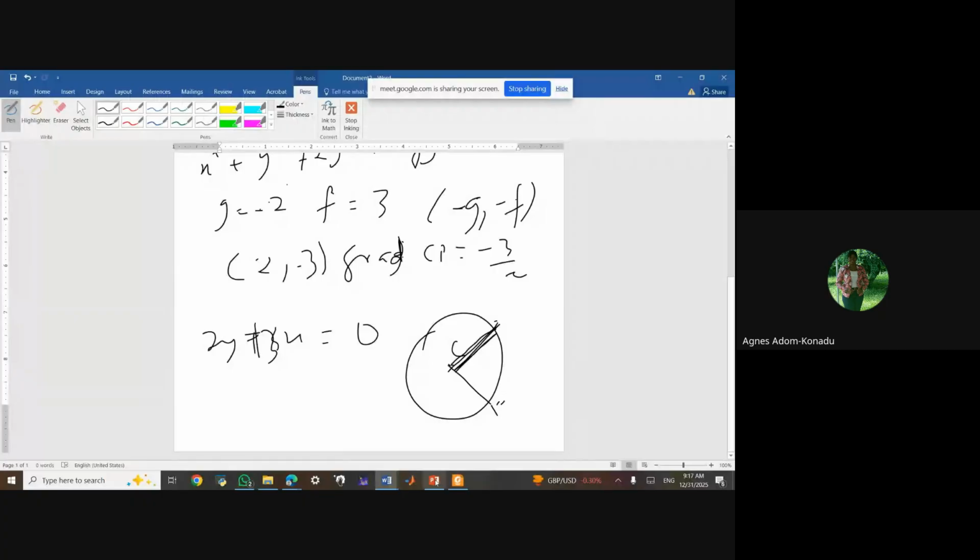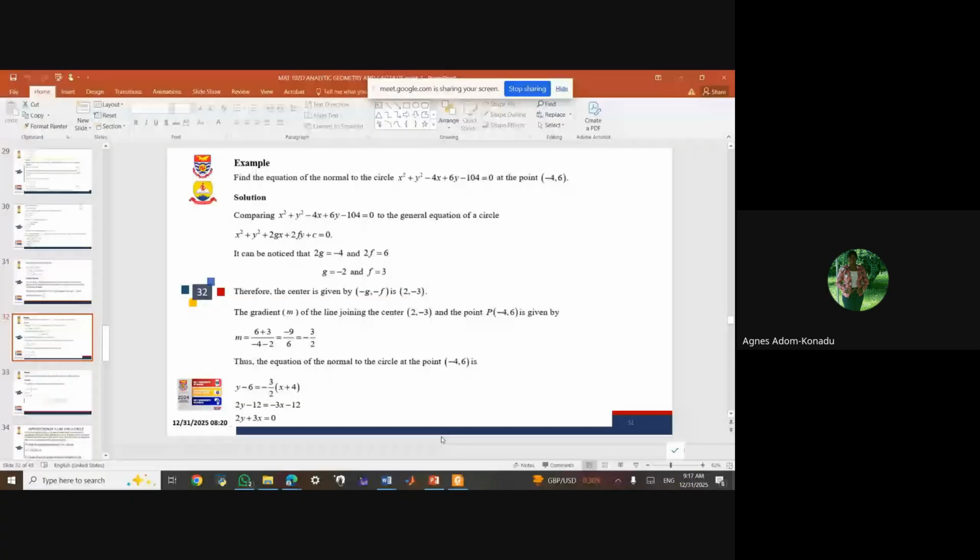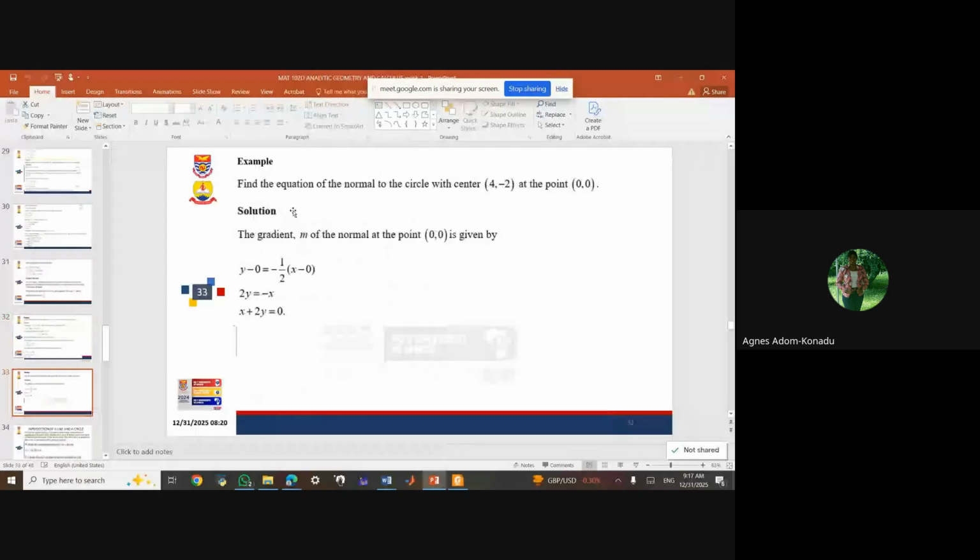Okay, thank you. So the next one, I want to find the equation of the normal to the circle with this center and at the point (0, 0). We know we have to find the gradient. The gradient will be -2 minus 0 over 4 minus 0, which is -1/2. Then we can use the point (0, 0): y minus 0 equals -1/2 times (x minus 0). When you solve, the equation will be x plus 2y equals 0.